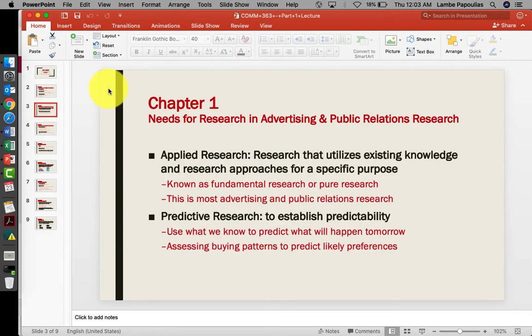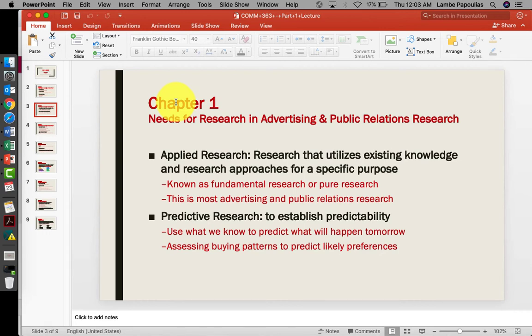So you have applied research. This is research that utilizes existing knowledge and research approaches for a specific purpose. And this is known as fundamental research or pure research. And this is the most advertising and public relations research being conducted now.